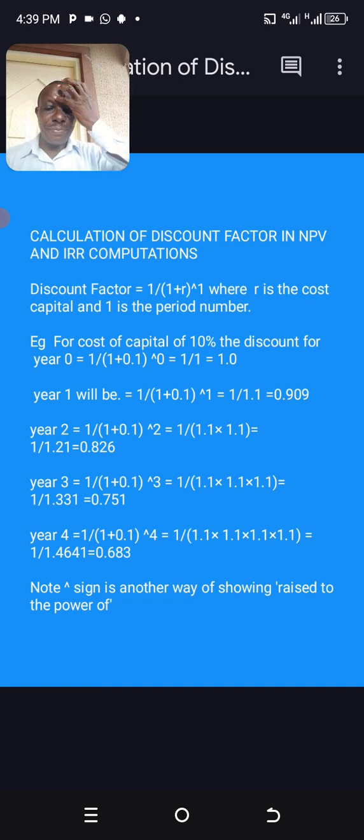Now what about year 4? When we apply our formula, we have 1 over (1 plus 0.1) raised to the power 4. And just as we have said before, it will now amount to 1.1 times 1.1 times 1.1 times 1.1. That's 1.1 in 4 places, all under 1. So this gives us 1 over 1.4641. Now, when you divide this out using your calculator, you have 0.6830.